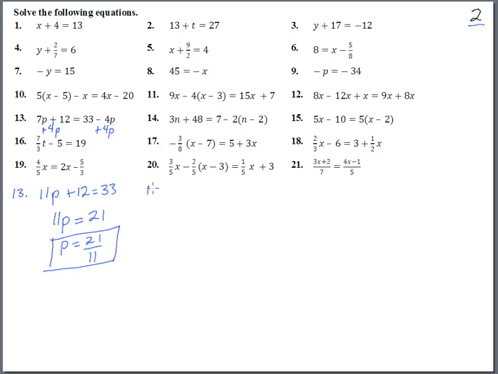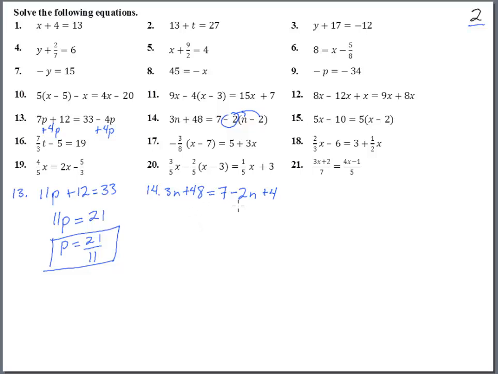Number 14. 3n plus 48 equals 7 minus 2 times n minus 2. We'll start off by distributing that negative 2. The negative definitely distributes with it. So we get 3n plus 48 equals 7 minus 2n. That's a plus 4 now.